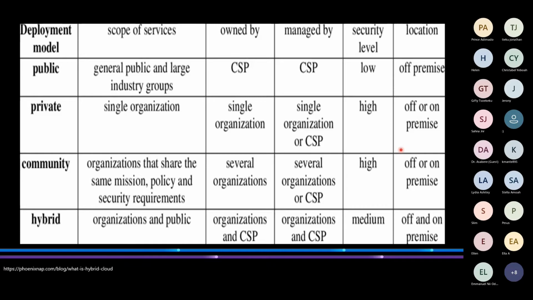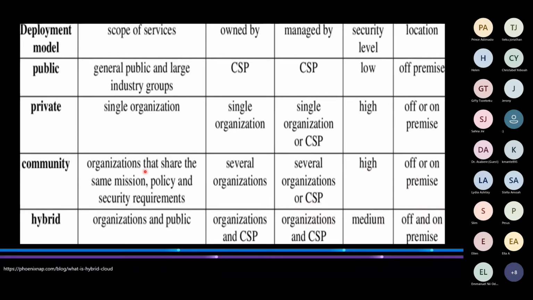Now, the community deployment model is for organizations that share the same mission, policy, and security requirements. It's owned by several organizations. It's managed by several organizations or the cloud service provider. The security is high and it could be off or on premise.